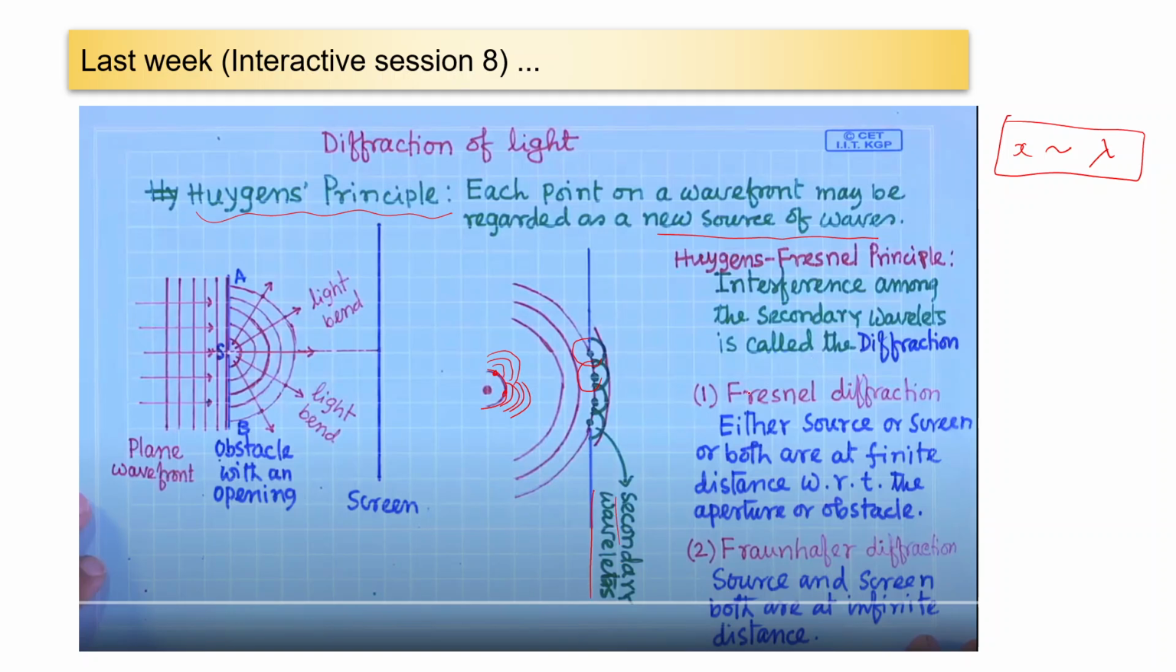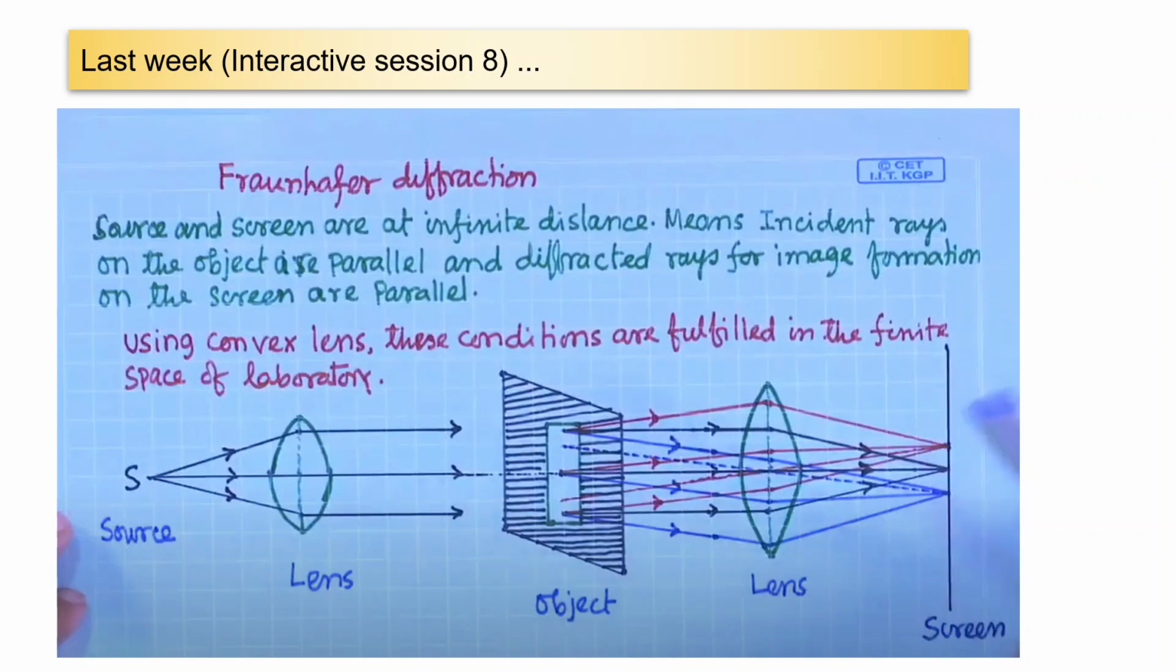Okay, and then we also discussed that we have two types of diffraction: one is Fresnel diffraction, another is Fraunhofer diffraction. In Fraunhofer diffraction, we say that the source and screen are at infinite distances. When we say they are at infinite distances, it means we use a lens so that when our source is kept at the focal length of this convex lens, it makes the light parallel. When the incident light is coming parallel, then we can say that the source is at infinite distance.